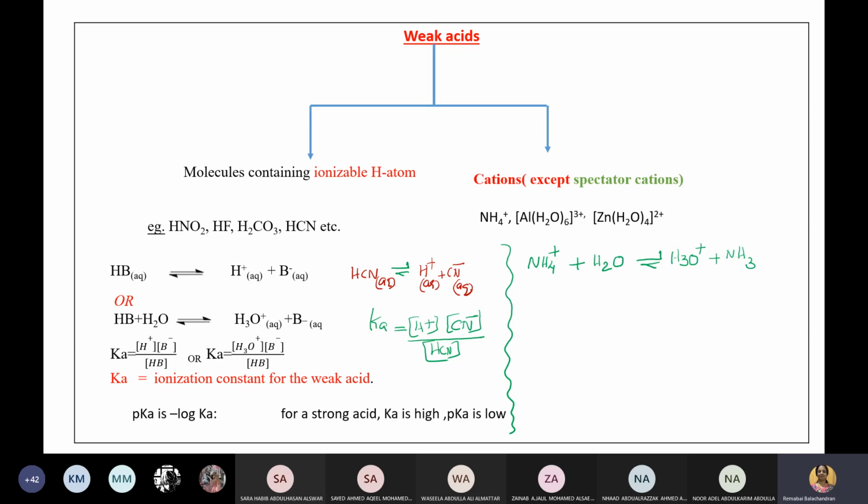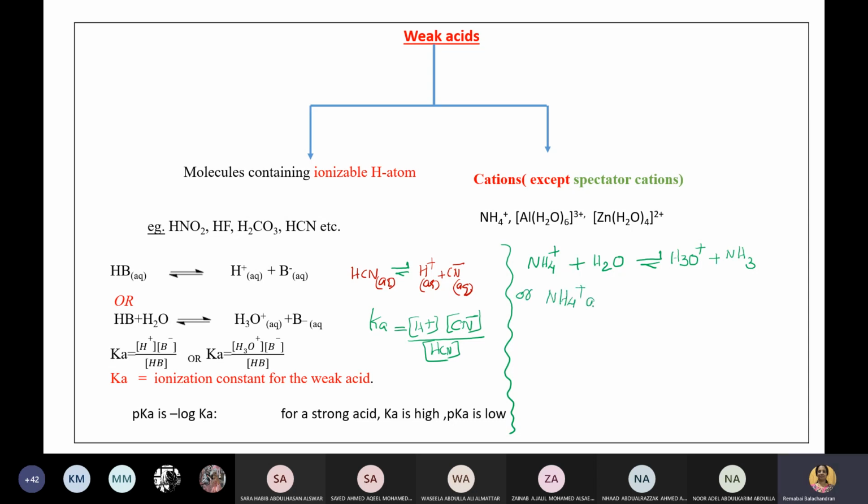You understand what I meant? NH4 plus is giving H plus to H2O, so this H2O will become H3O plus. You didn't understand? I'll just do it in a simpler way, or it can be written like this.